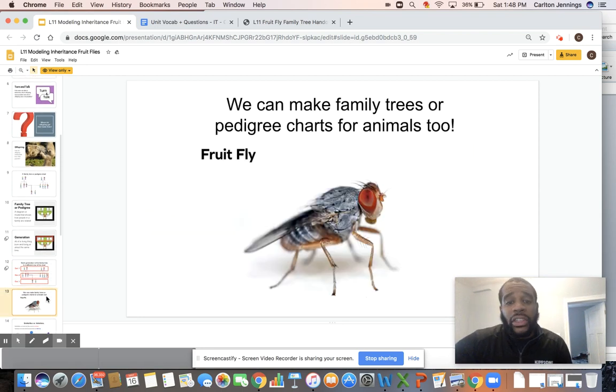You can also make family trees and pedigree charts for animals too. Think about the Lion King. Simba had his dad, which was Mufasa, and then Mufasa's brother was Scar. If you had those answers to know the animals in their family, you can make family trees for different animals as well.